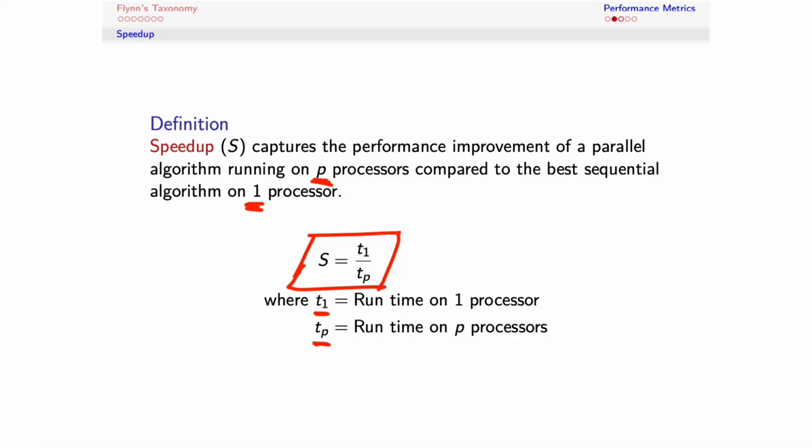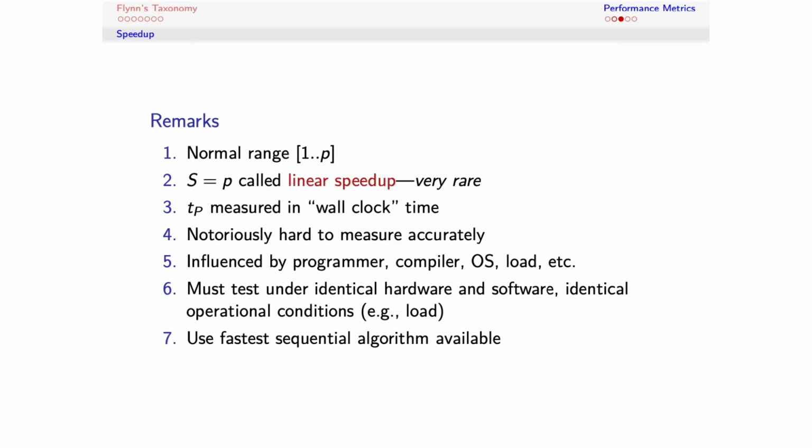It's going to take less time to run on P processors, and that ratio is going to give us the speed up. Here's just some remarks about speed up. First of all, speed up is normally going to be in a range from 1 to P. If I put P processors on the problem and they don't go any faster than one processor, I get a speed up of 1 because that ratio has the same numerator and denominator. It's not really a speed up at that point, I guess.